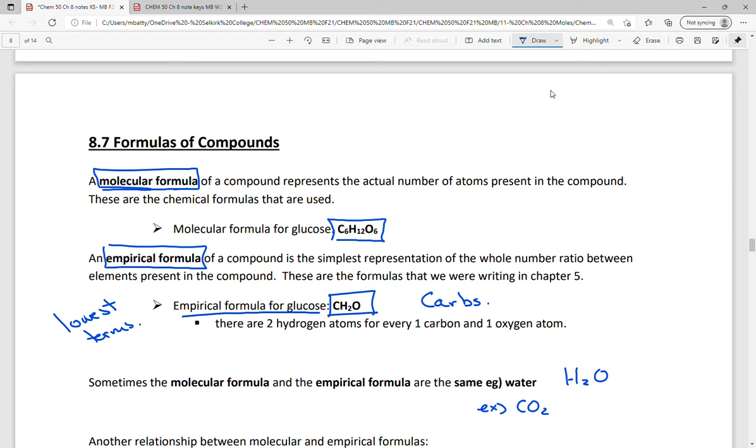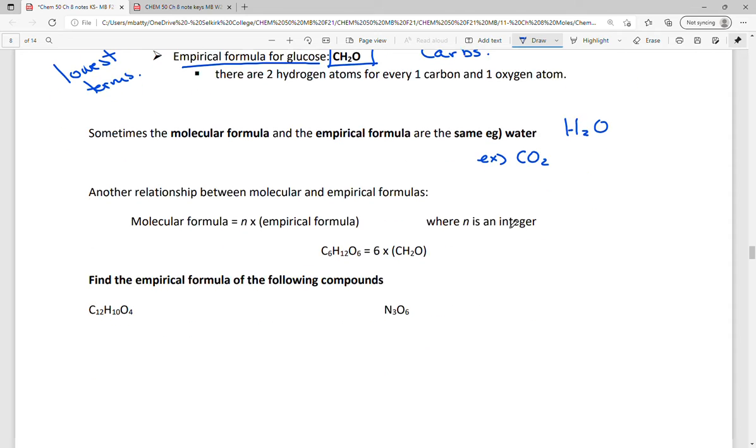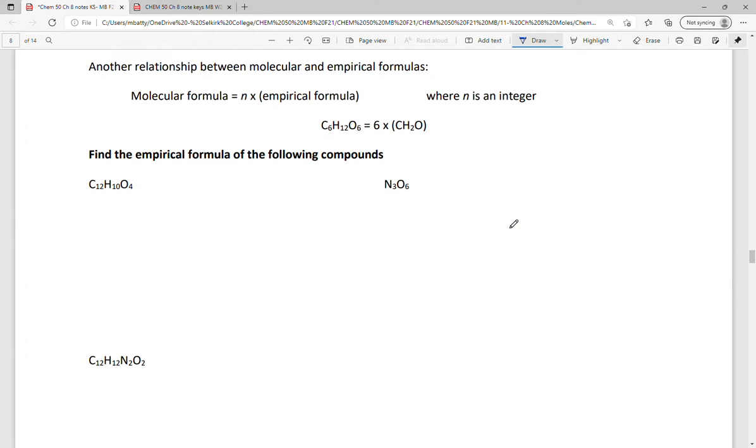So let's take another look at these ones. So more examples. Another relationship between them is what is that factor that they're scaled up by. So if we go from a general carb, or the empirical formula, to glucose, you can see that it's actually 6 times greater. There is a multiplication factor, n being an integer. So you're basically taking that empirical formula, the lowest terms, and multiplying everything up or dividing it down.